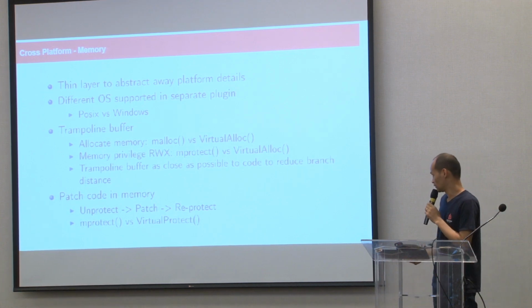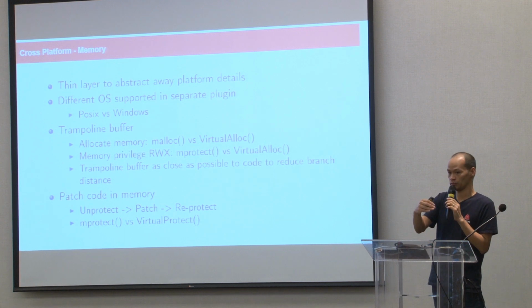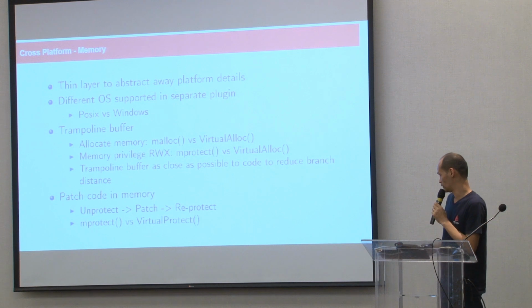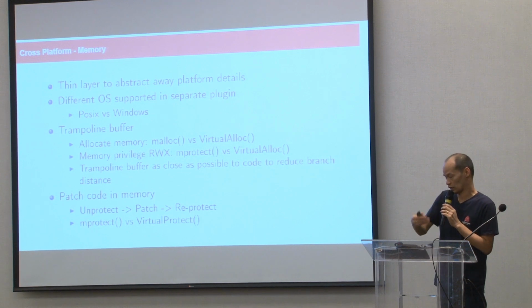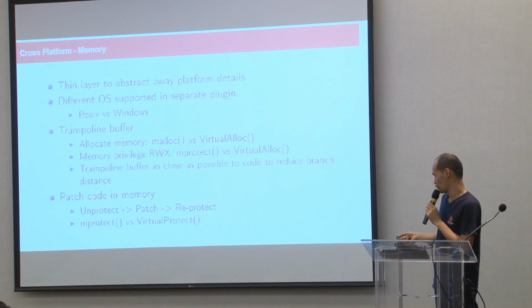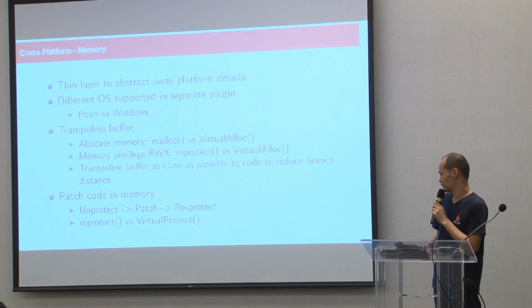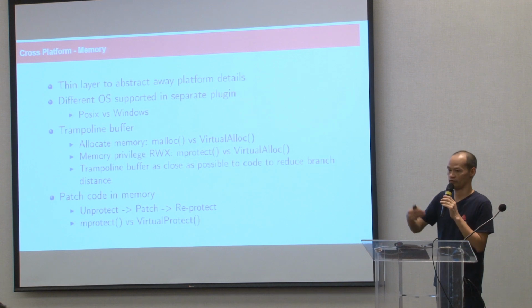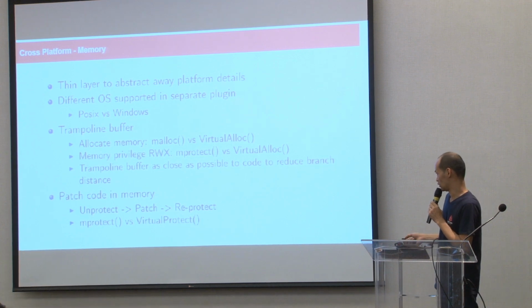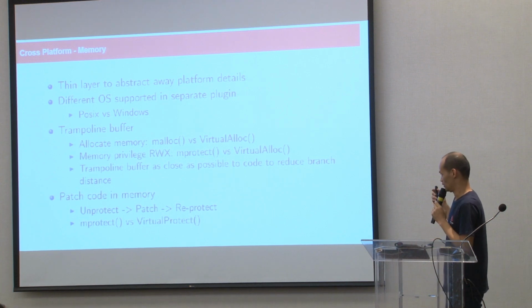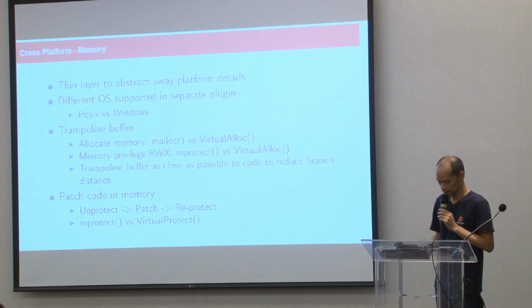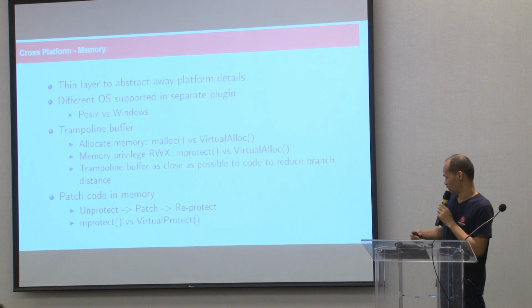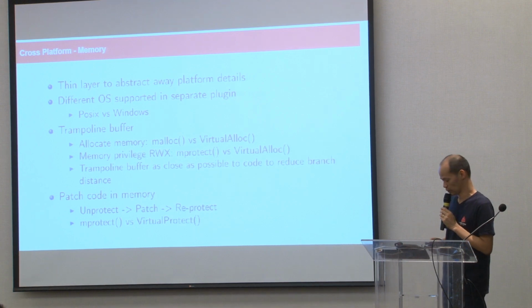Next, we need to write into memory to patch the code directly, and that depends on the OS as well. First of all, we need to unprotect the memory, write to it, and reprotect it again. You can see that it's different on different OSes. For example, on Unix, Linux, and Mac, they use the mprotect function. On Windows, they use VirtualProtect to unprotect and reprotect memory.